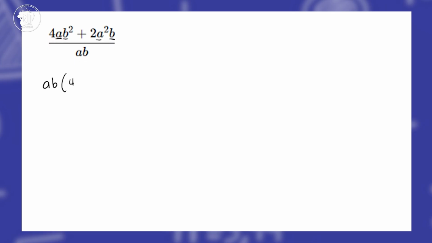We factor out the ab, so in the first term the a will go and the b will go, and we're left with 4b. In the second term, we factor out the a and the b, so we're left with 2a. So we have 4b plus 2a, all divided by ab. Let's write this a bit better. This a will cancel with this a, and this b will cancel with this b. Remember, this here is multiplying by this, so we can do some cancelling out. When we cancel, we're left with simply 4b plus 2a, and that will be the answer after we simplify.